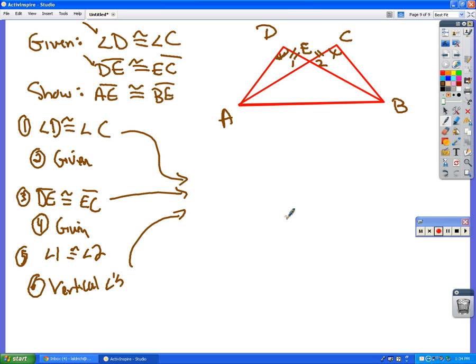From those 3 pieces of information, what triangle can we determine is congruent to what triangle? Okay, so we're going to go triangle DEA, and you can do that any way you want. But once you choose DEA, you have to do the same order over here. That's going to be CEB. And how do we know that? Angle, side, angle.